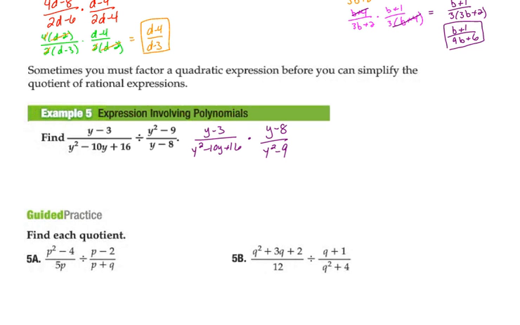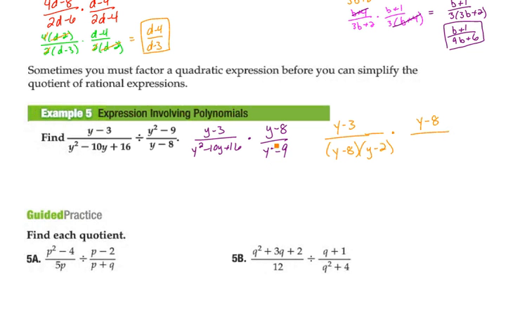Step 1 done. Step 2, I'm going to factor as much as I can. I cannot factor y minus 3. However, I can probably factor this denominator, so let's try it out. What times what gives us a positive 16 added together a negative 10? Okay, well, a negative 2 and a negative 8 multiplied together give me 16, added together give me negative 10. So factoring, always going to come back. So denominator factored, can't factor y minus 8.